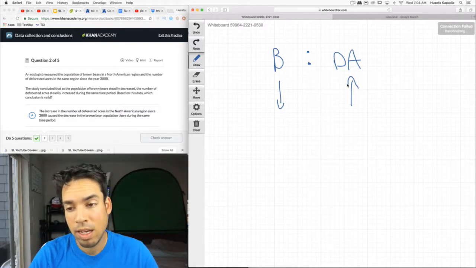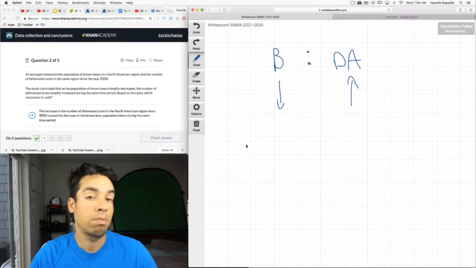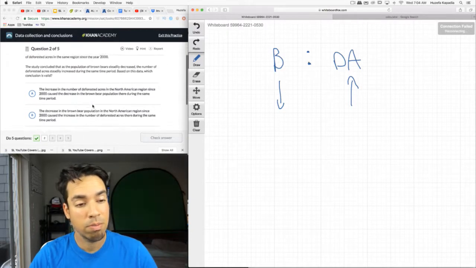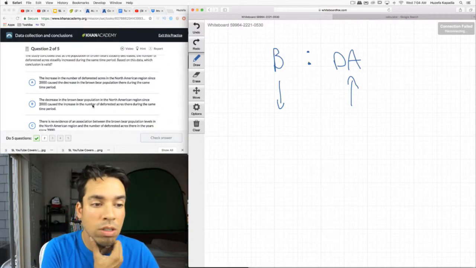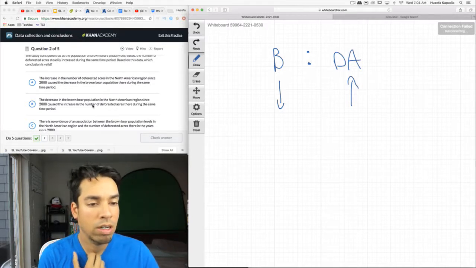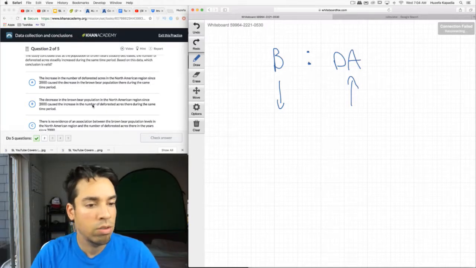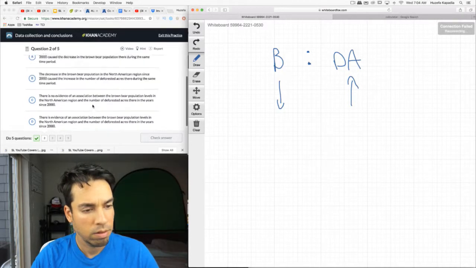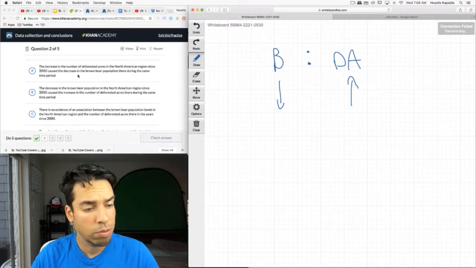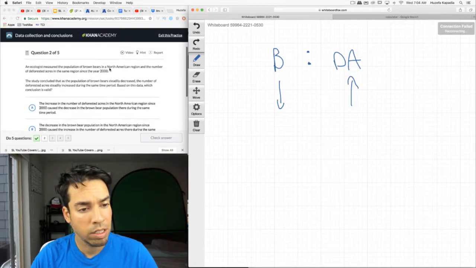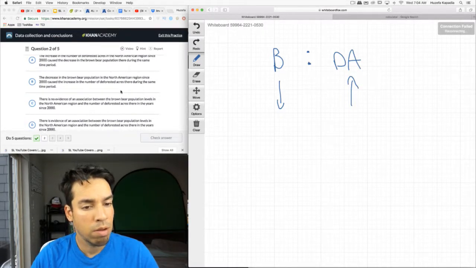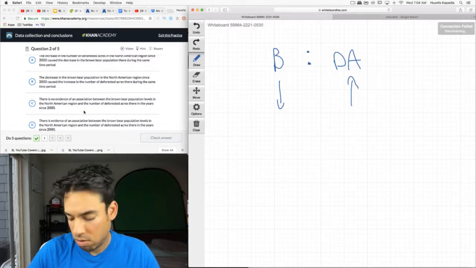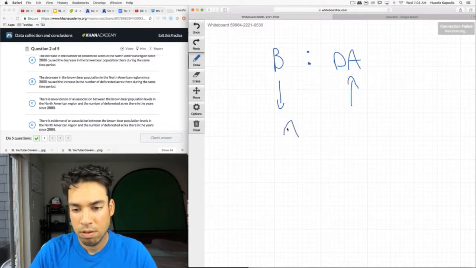Okay, I'm assuming that the more areas deforested, the probably less easy it is for bears to survive, so population dwindled. The increase in the number of deforested acres in North America caused a decrease in brown bear population. Maybe that's a bit of a stretch, but let's keep that. The decrease in brown bear population caused the increase. No, this is ridiculous. B is out, so let's cross off B.